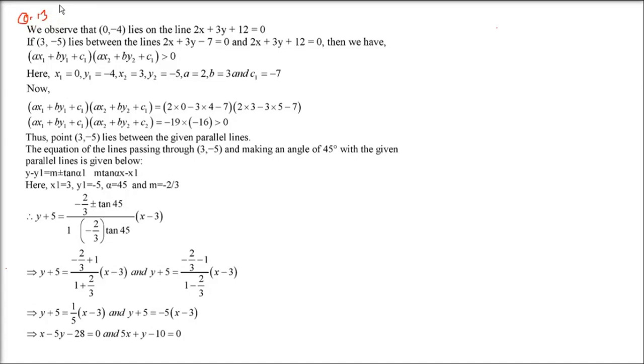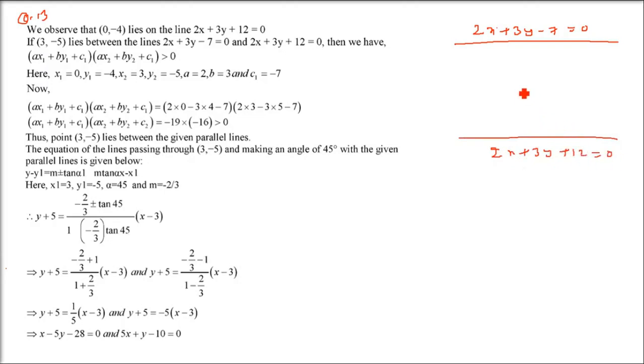This is question number 13. Show that the point (3, -5) lies between the parallel lines 2x + 3y - 7 = 0 and 2x + 3y + 12 = 0, and find the equation of the lines through (3, -5) cutting the above lines at an angle of 45 degrees. So we have to prove that (3, -5) lies in between first of all, and then we have to find out two equations.